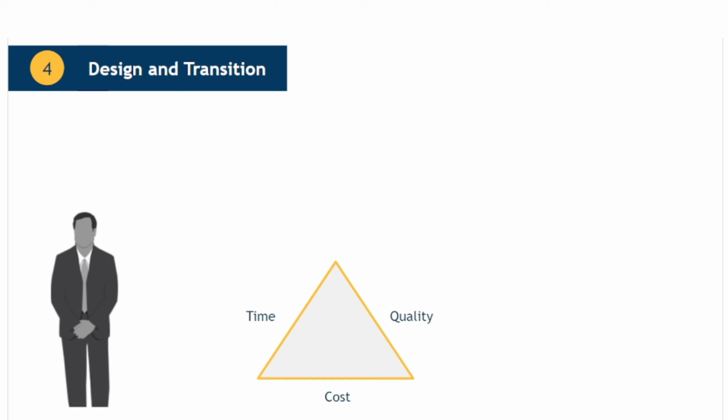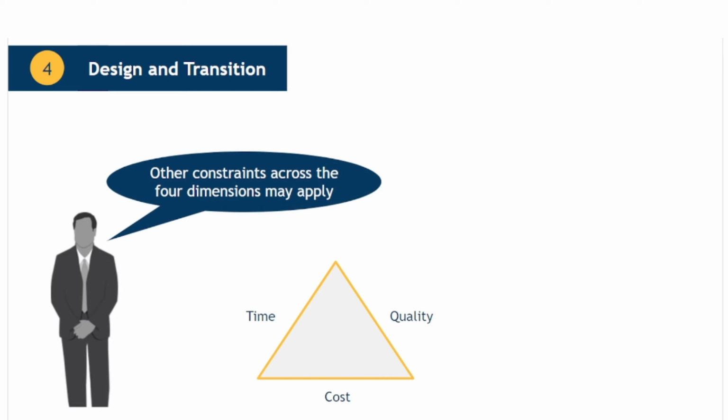Various other constraints across the four dimensions may apply. For example, a shortage of available skills may make one option less attractive. The consumer's requirements for high performance or high availability may rule out another solution. While all factors need to be considered, ultimately a solution must be designed and transitioned into the live environment in line with the customer's expectations for time, cost, and quality.